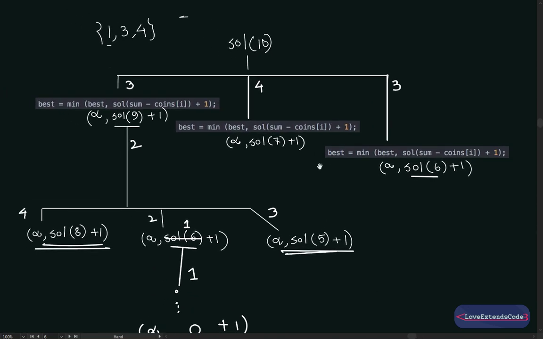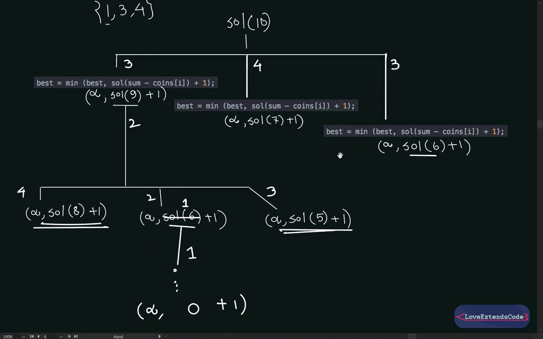But there is one problem, that is overlapping subproblem. Have a look at the diagram. Here we are calculating for the value of solve 6, and here as well we are also calculating the value of solve 6. So we are calculating the same value twice. We actually do not need to come here and calculate it like this.